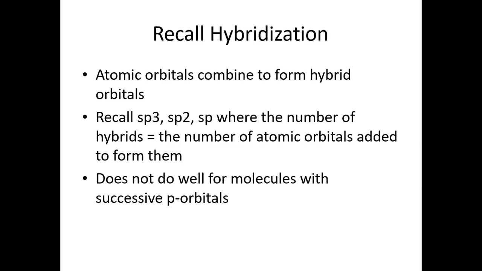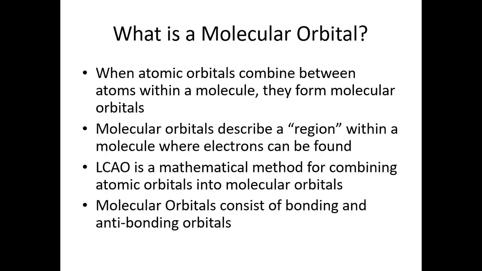But if you have bigger molecules with a lot more p orbitals, then the hybridization model kind of breaks down. So you need a new model, a different model. And so that's where molecular orbital theory comes into play, right? So for molecular orbitals, the difference is that you're not making hybrid orbitals. What you're making are molecular orbitals. So you have atomic orbitals and you combine them together, then those atomic orbitals become molecular orbitals, right? And they describe again a region within a molecule where electrons can be found.